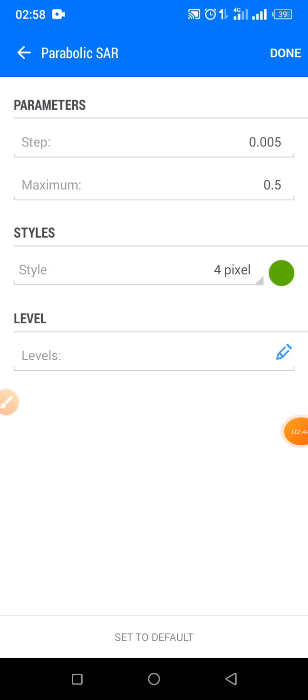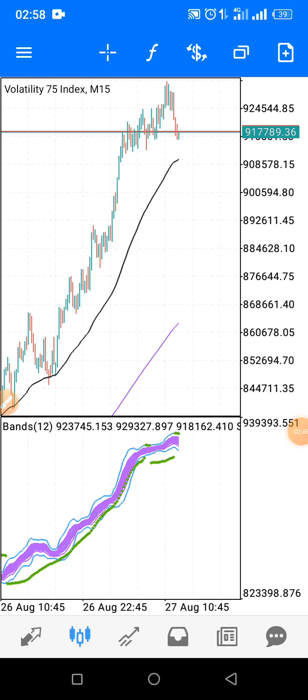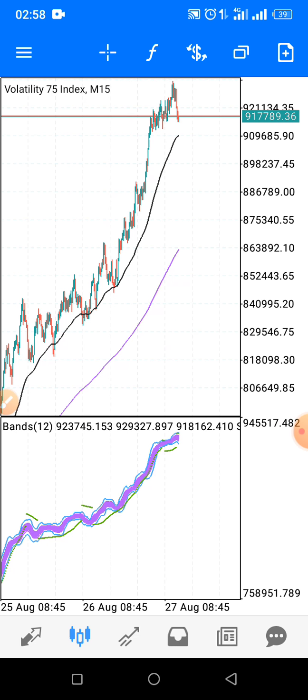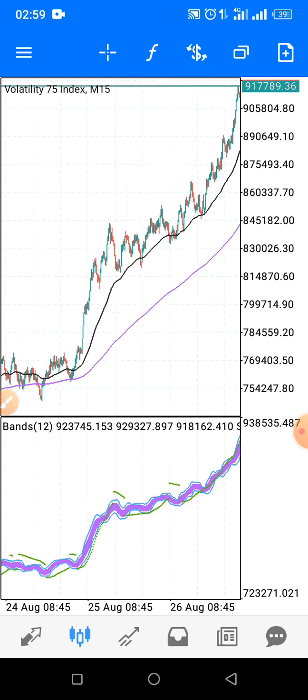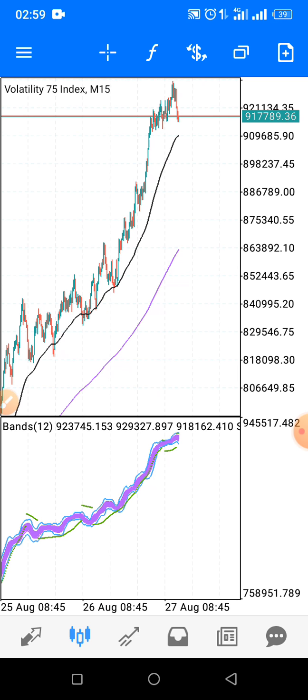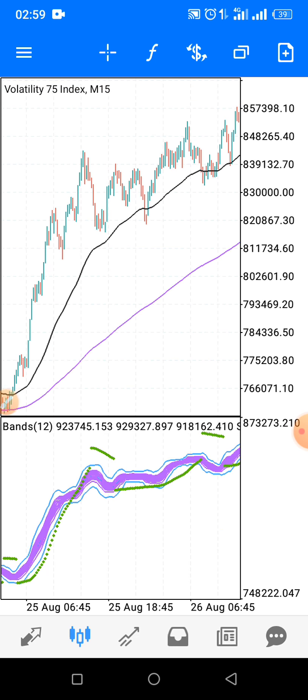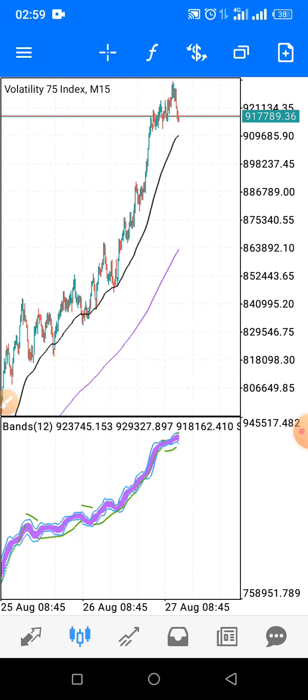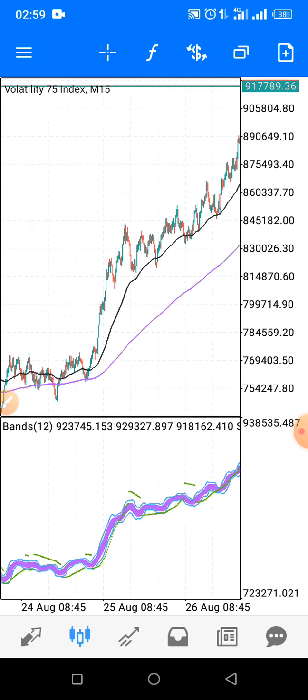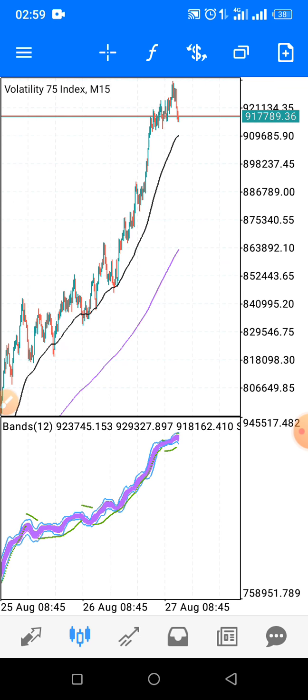Okay, then click done. Okay, so on this strategy, the zoom level we're gonna be using is when you zoom out to the smallest level like this, and then when you wanna see your parabolic dots much easier, you can zoom in just once to make them clearer. Okay, but this is the best zoom level to use so that you can see the clearer picture.